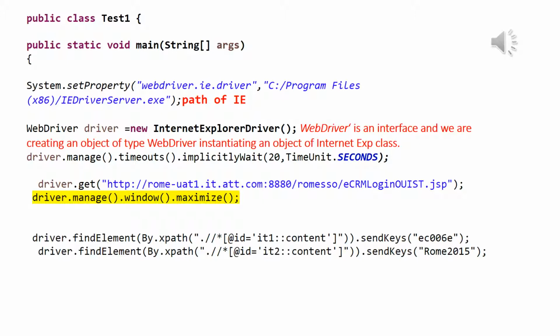And then the next line is WebDriver equals new InternetExplorerDriver. This is the definition I have written, that you have to say: sir, WebDriver is an interface and we are creating a reference variable of type WebDriver, which instantiates an object of the Internet Explorer class. If you want to use the Explorer class, you don't need to create an object again. WebDriver is an interface, and these Internet Explorer, Firefox, and Opera are all classes which implement this interface.